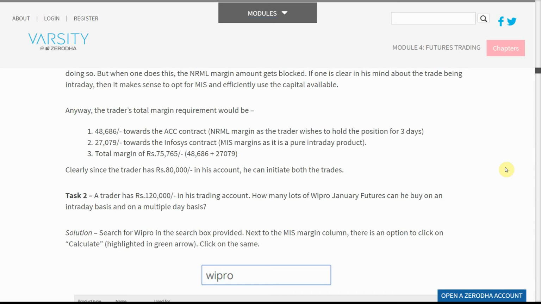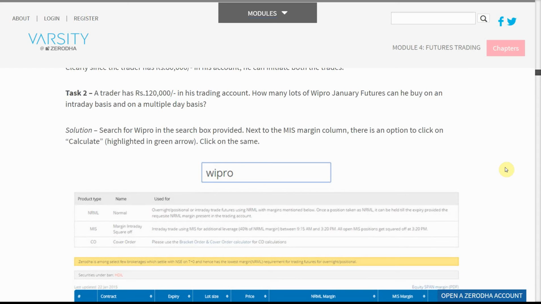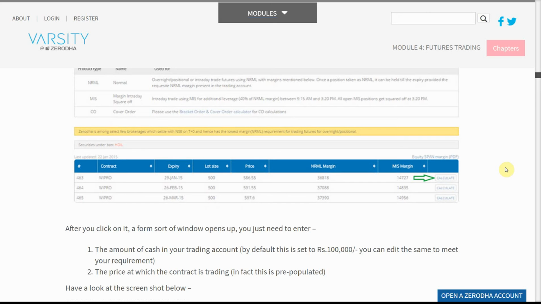Task 2. A trader has 120,000 rupees in his trading account. How many lots of Wipro January futures can he buy on an intraday basis and on a multiple day basis? Solution. Search for Wipro in the search box provided. Next to the MIS margin column, there is an option to click on Calculate, highlighted in green arrow. Click on the same. After you click on it, a form sort of window opens up.